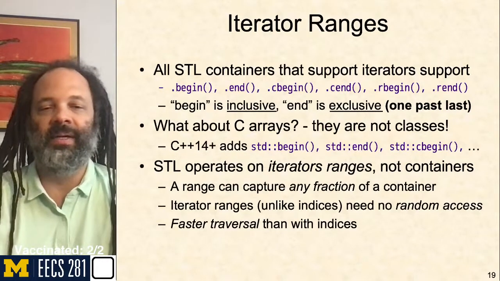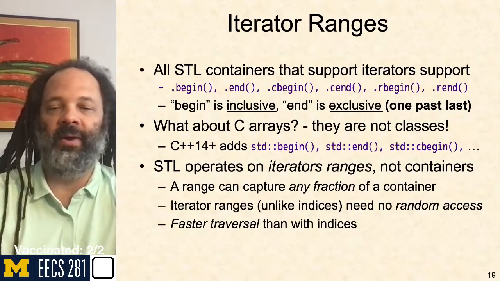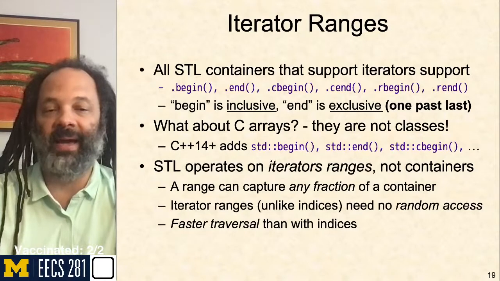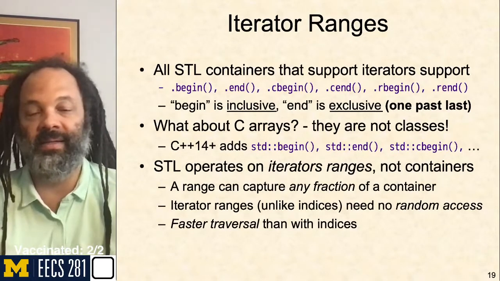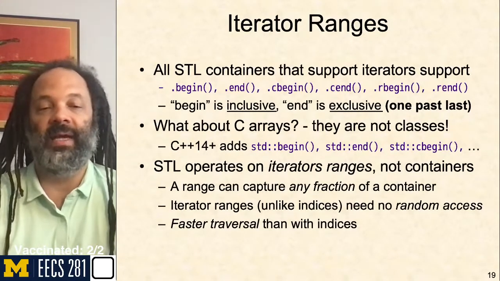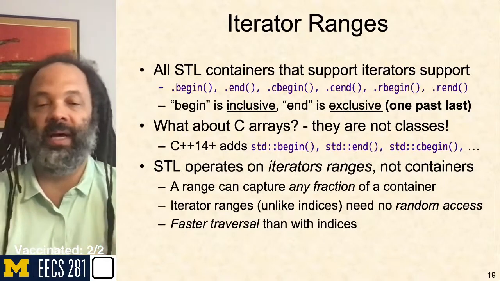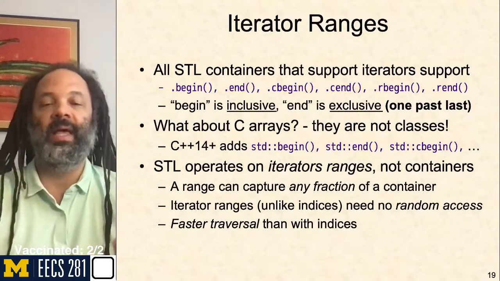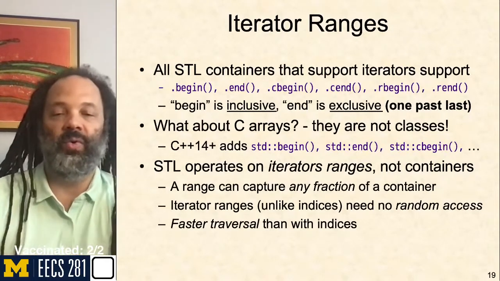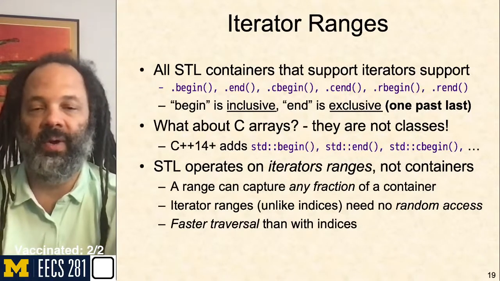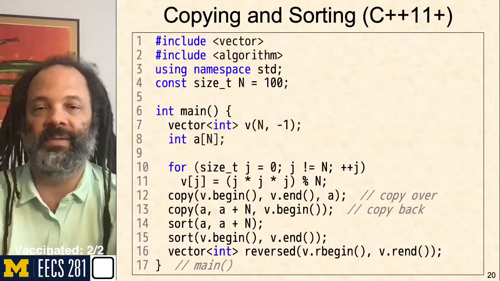So that's great. The thing about iterator ranges is they don't need random access, unlike indices, so they're using that iterator tradition of being sequentially accessible, plus, plus, plus, plus. And we mentioned earlier that you do get faster traversal with iterators than with indices.